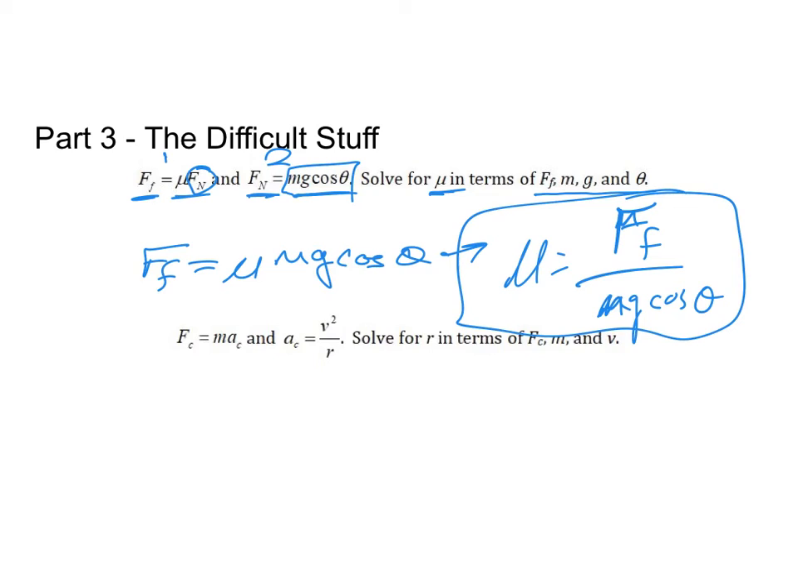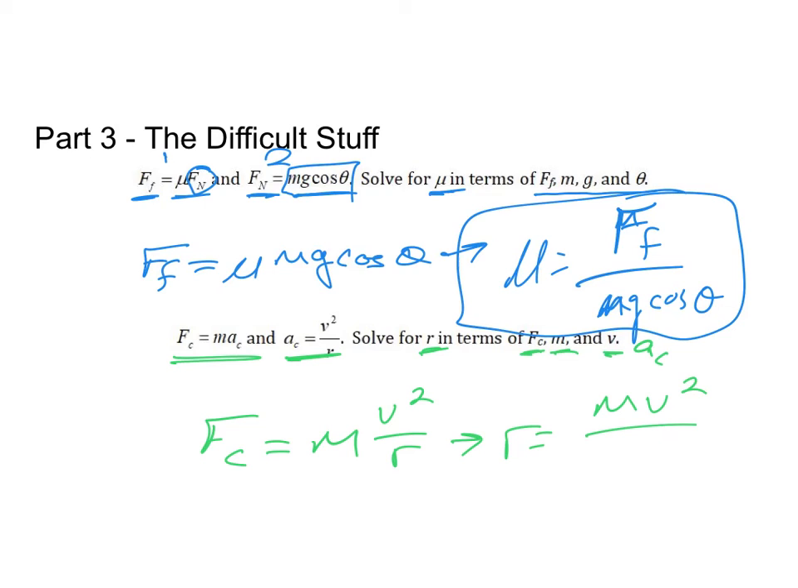All right, system of equations. The second one here, we're solving for R in terms of F_C, M, and V. So I know F_C is M A_C and A_C is V squared over R. Notice how there's no A_C in this equation, so let's get rid of that. So F_C, it's M A_C, but A_C is V squared over R. So if I want R by itself, I need to multiply it over and then divide by F_C. So R equals M V squared over F_C. And there that is. So this is setting up systems of equations.